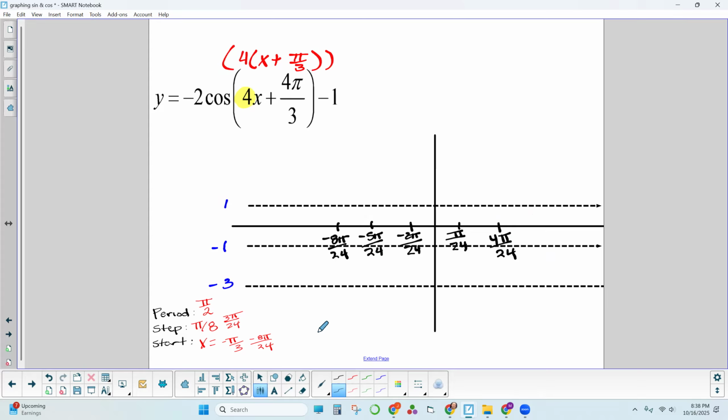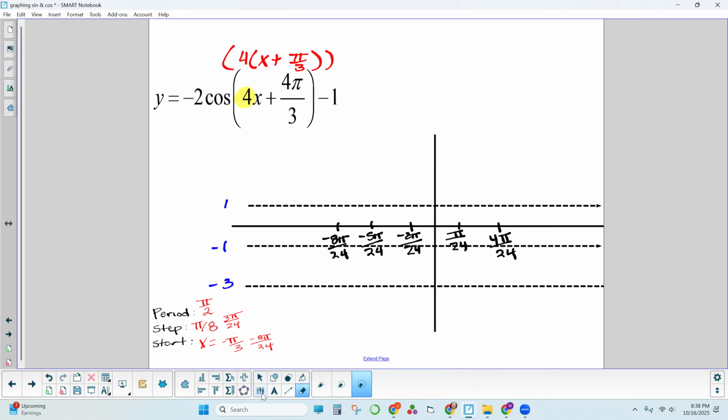Now, let's check. Our period, as you can see over here, should be pi over 2. So the distance from here to here should be pi over 2. And -8 pi over 24 to 4 pi over 24 is a difference of 12 pi over 24, which is indeed pi over 2. So we're good.